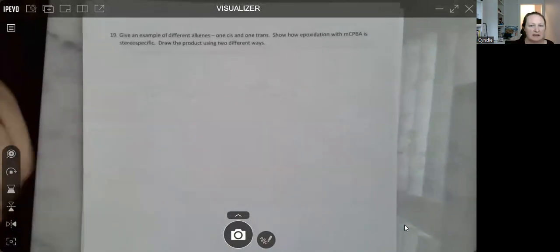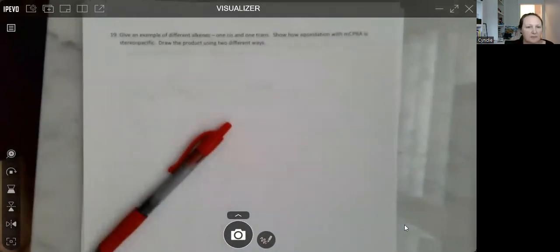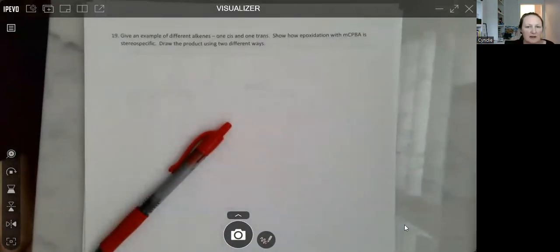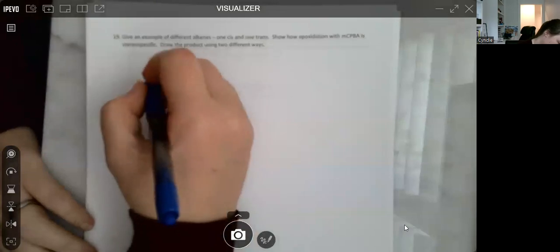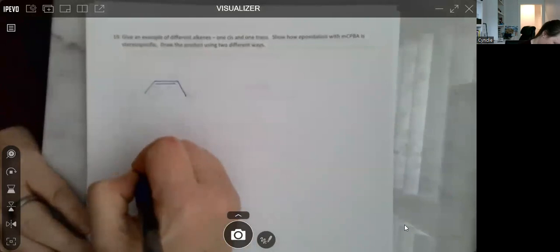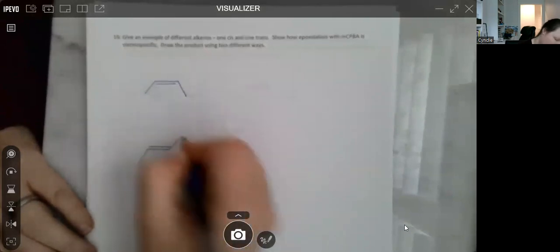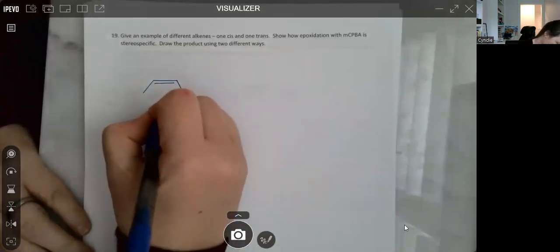All right, looking at the next one, we have: give an example of different alkenes, one cis and one trans. Show how epoxidation with MCPBA is stereospecific. Draw the product using two different ways. Okay, so let's go ahead and draw in a cis and a trans alkene. And then you could even label them if you wanted.